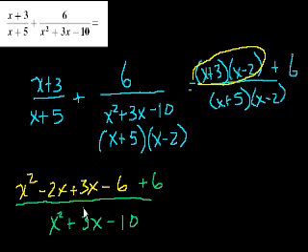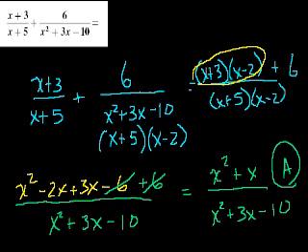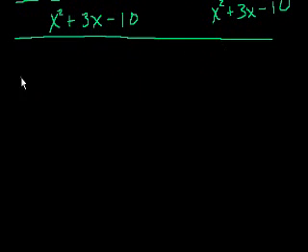The minus 6 and the plus 6 cancel out, and we're left with minus 2x plus 3x. So that's x squared plus x over x squared plus 3x minus 10. And that is choice A. Next problem. I'm almost out of space. I'll draw a line here just so you don't get distracted.